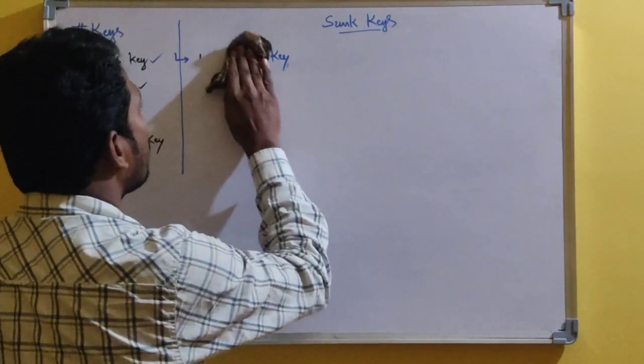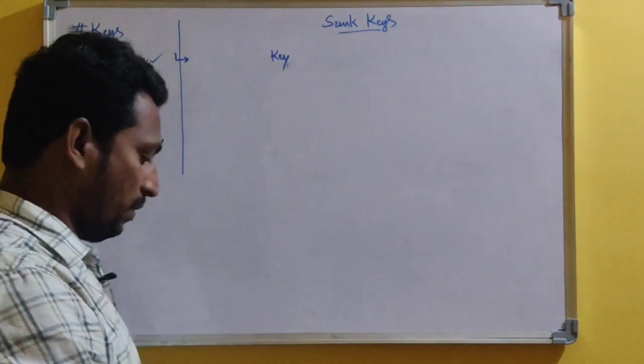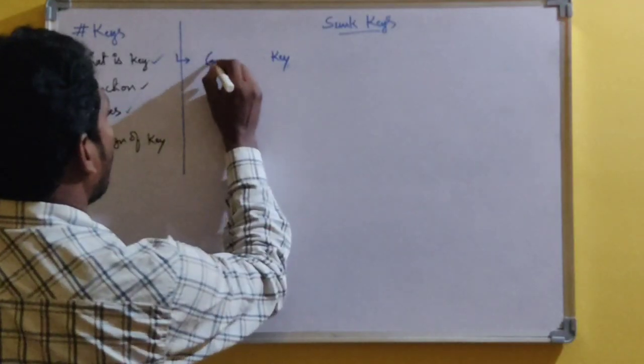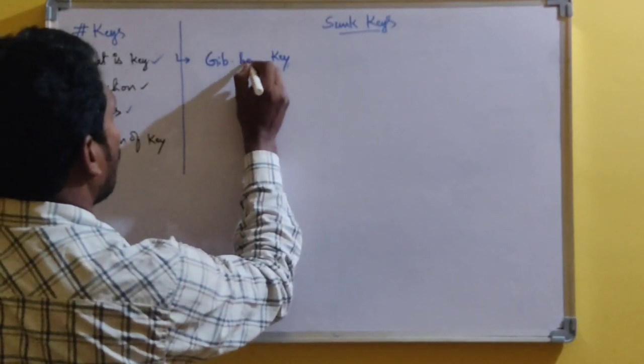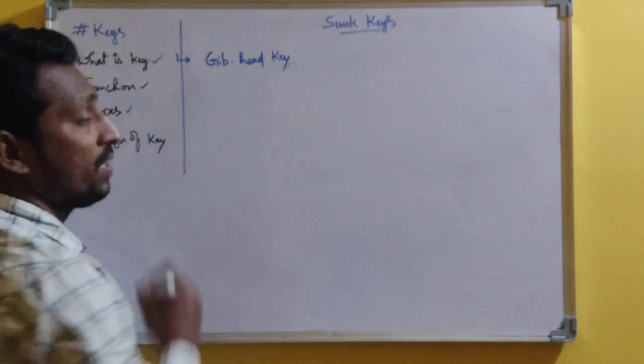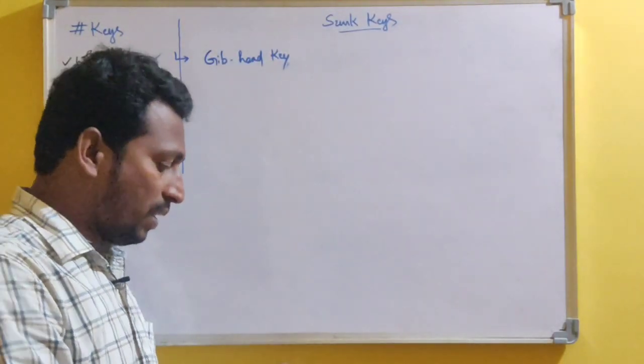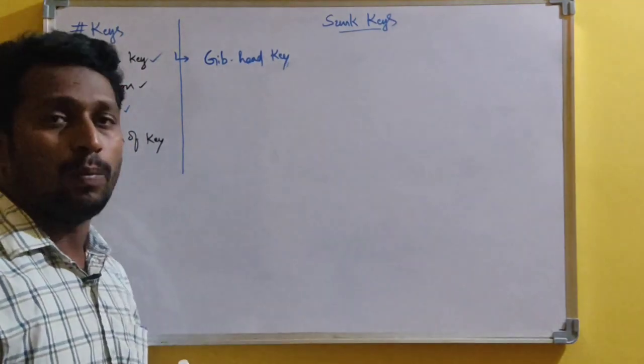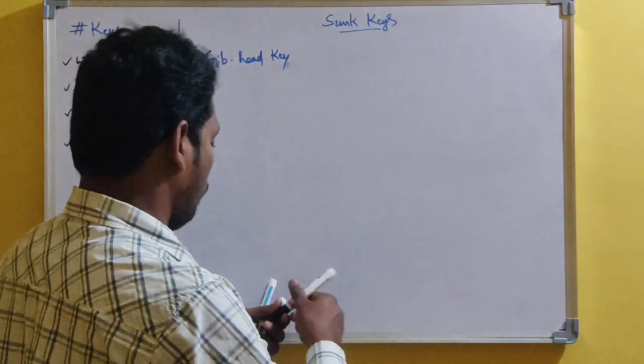And the next key is Gibb head key. So it is also similar to the rectangular key, but here additionally we will provide one head at one end.